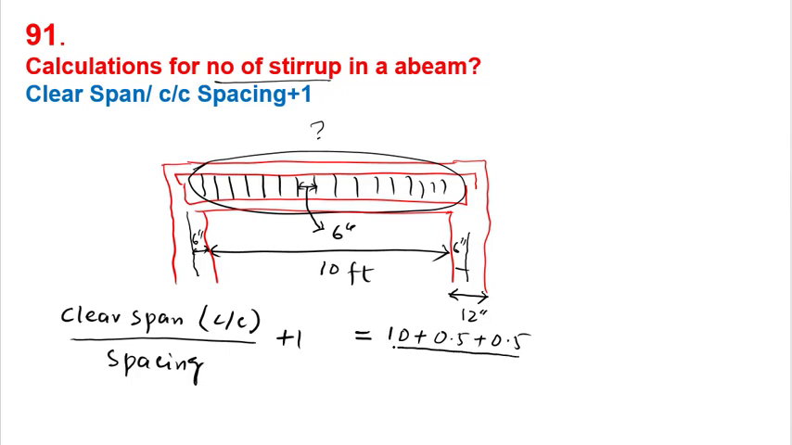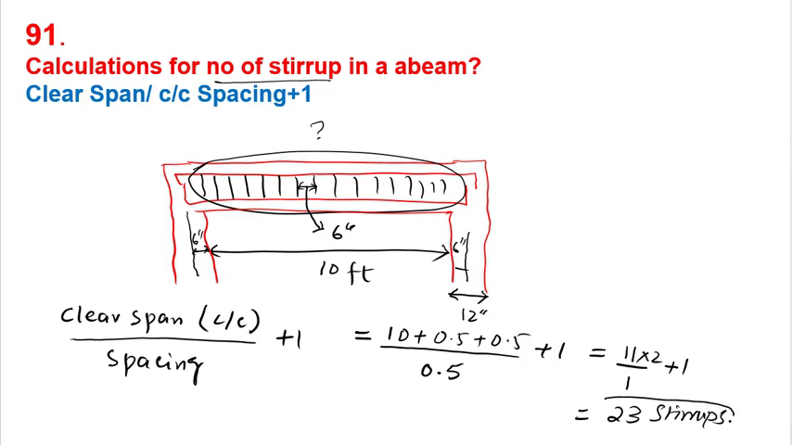This will be the total distance, divided by the spacing between the stirrups, which is 6 inches, or 0.5 feet, plus 1. Then you will get the answer, which will be 11 divided by 0.5, meaning 11 multiplied by 2 plus 1, which is equal to 22 plus 1, 23 stirrups. We may need 23 stirrups for a beam having a span of 10 feet. Got it?